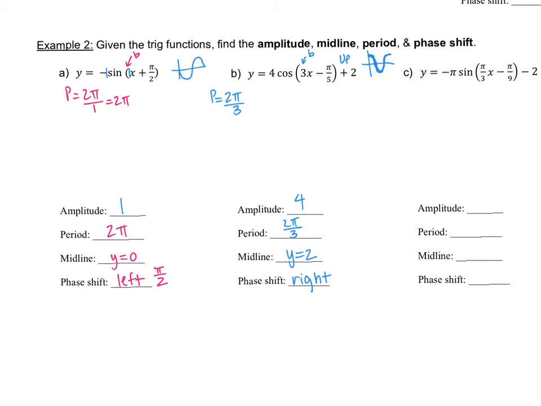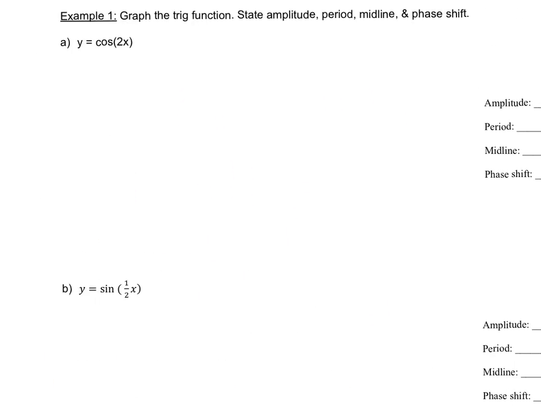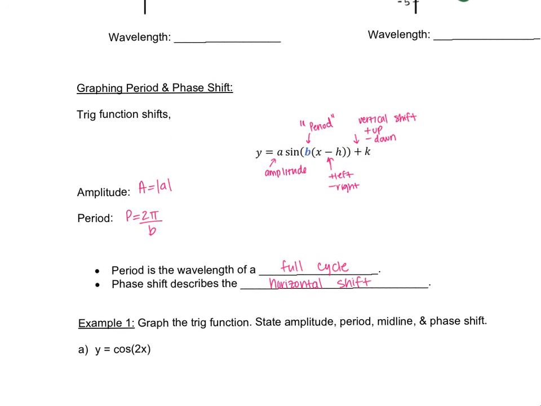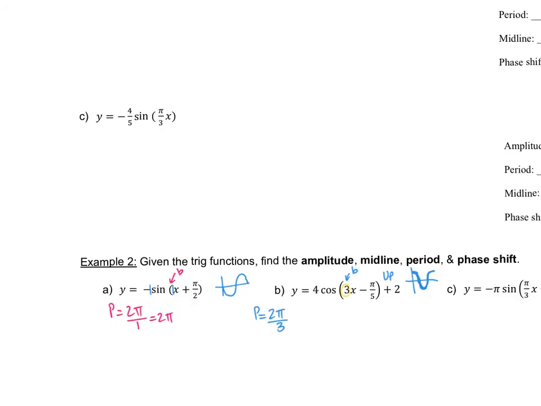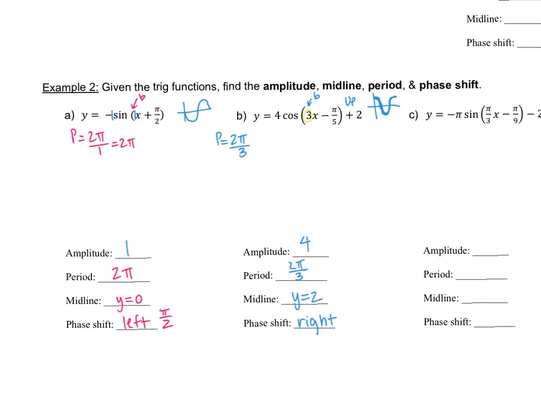But the thing is, we have to consider that 3 that's next to it, the x. Because if you look back at our formula in graphing trigs, you'll notice that b is factored out of the x and the h, or the number that's attached to the minus or plus sign. So if we want to factor out b, let's take a look here. So our b is 3.